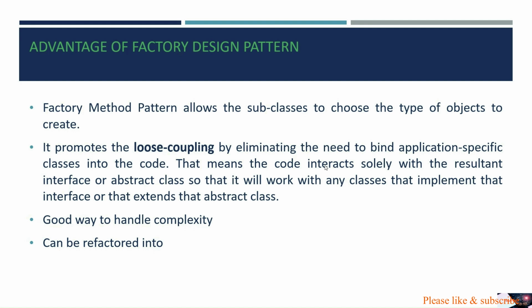It promotes loose coupling also by removing the need to bind application-specific classes into the code. That means the code interacts solely with the resultant interface or abstract class, so that it will work with any class that implements that interface or extends that abstract class. So it's a good way to handle complexity. We have complexity in the object creation, so basically we'll choose the factory design pattern where we will hide the complexity of the object creation from the end user or client.